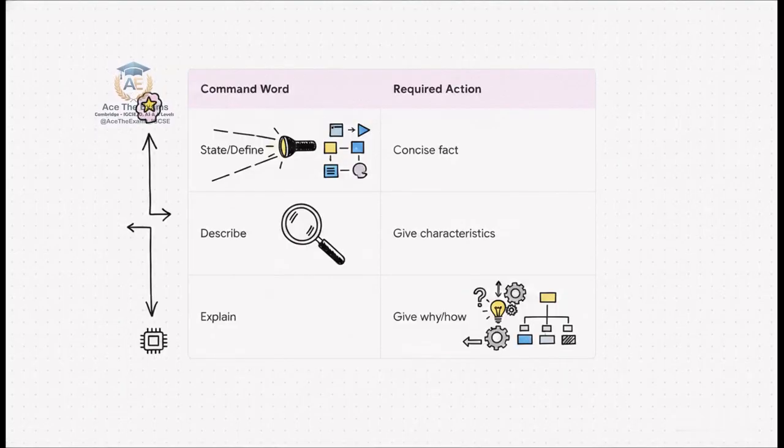The absolute foundation of that framework is decoding command words. If the question says state or define, they want a rapid, concise fact, 0 fluff. If it says describe, you've got to give the core characteristics of the concept. But if it says explain, you have to provide the why and the how. A perfect explanation gives a clear reason or a mechanism. Look, if you just describe something when you were explicitly asked to explain it, you're capping your marks instantly, no matter how beautifully you write.